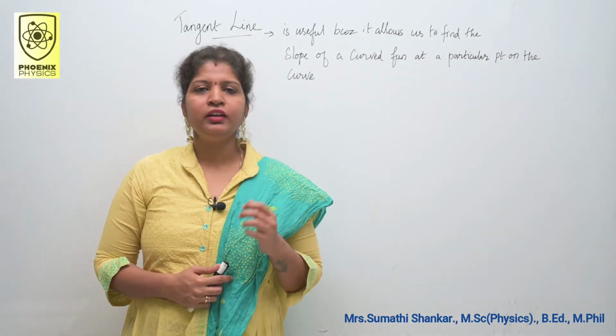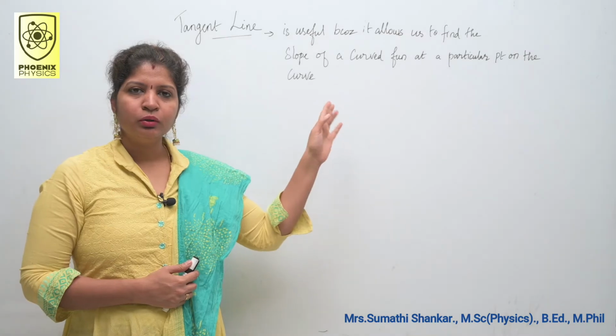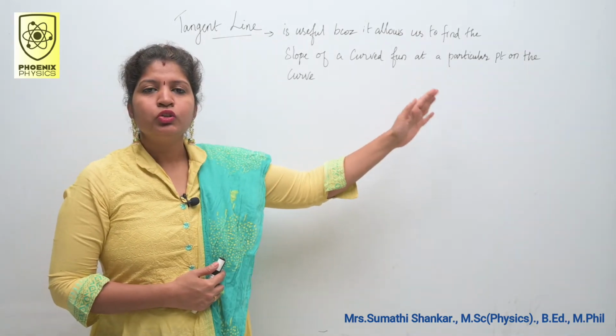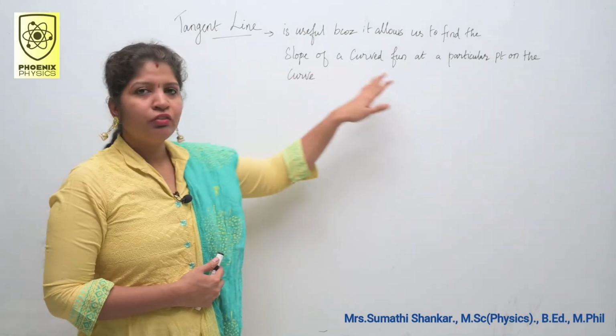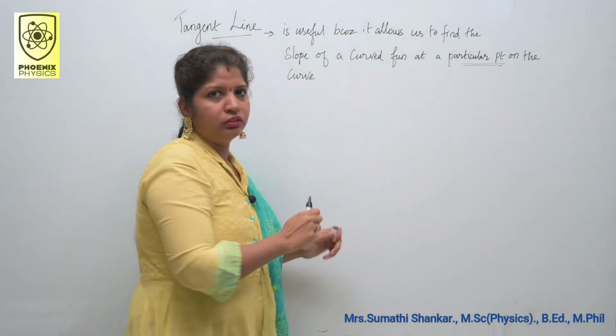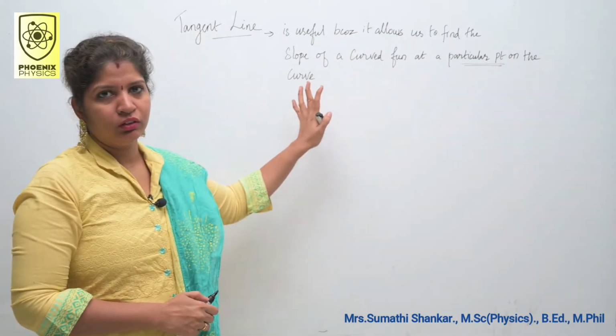Why do we need a tangent line? A tangent line is useful because it allows us to find the slope of a curved function at a particular point on the curve. This word is important: at a particular point on the curve.